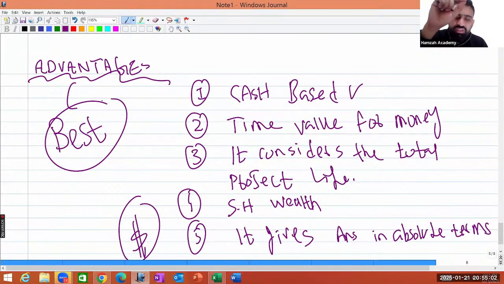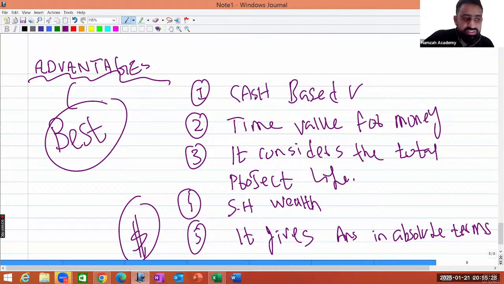Accounting rate of return is not cash based. Payback is cash based, but does not consider the time value for money. Discounted payback is cash based and considers the time value for money, but does not consider the whole life of the project. Thus, we cannot relate it with the shareholder wealth. NPV considers all the things. That's why NPV is the best.